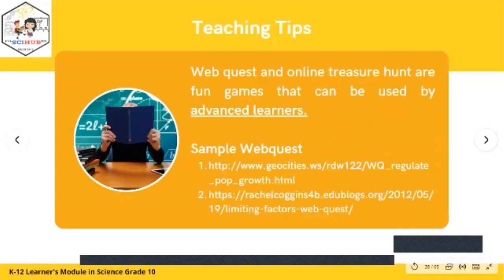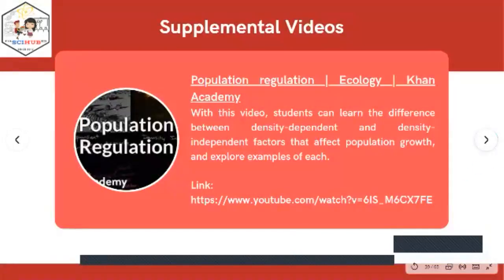And for the advanced learners, we have sample web quests, and here are the list of the sites that you can use or you can give to your students. And we also have supplemental videos.